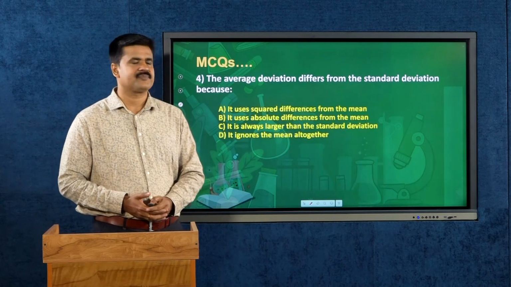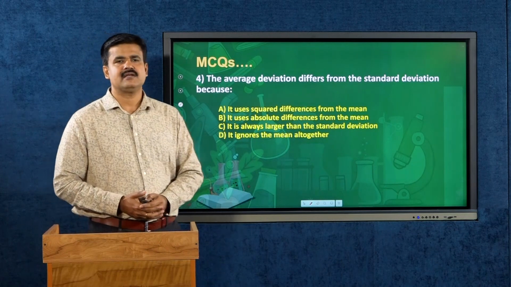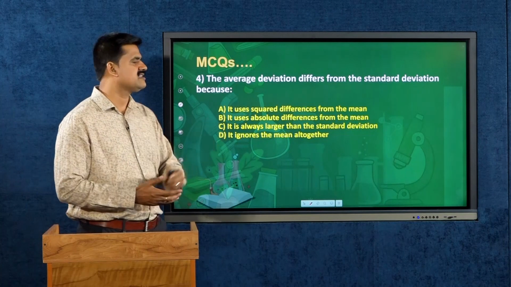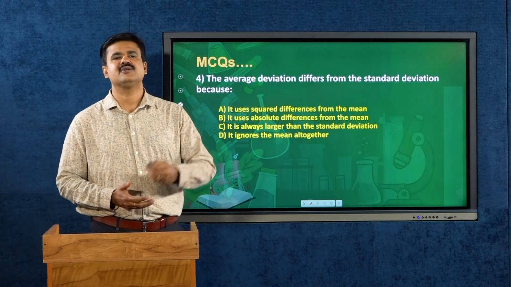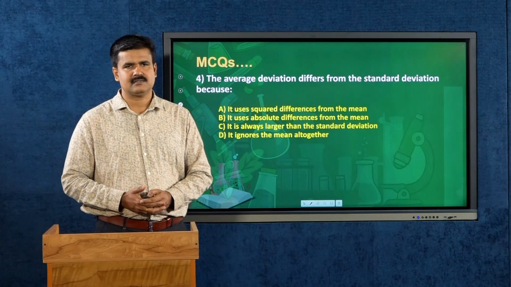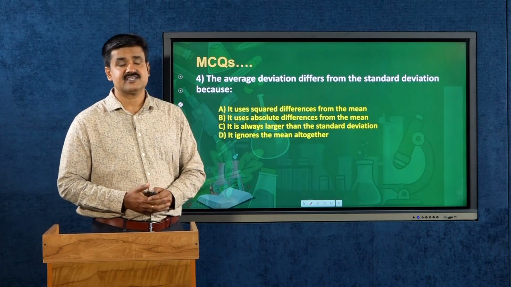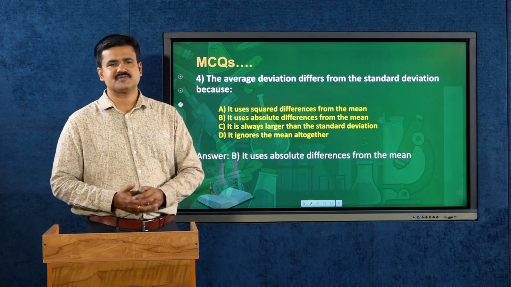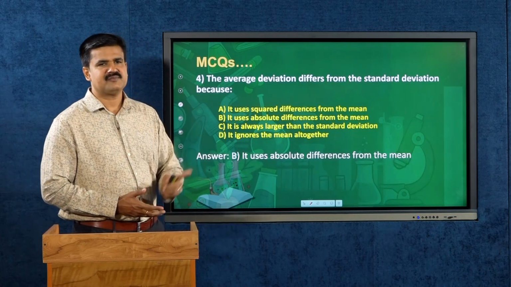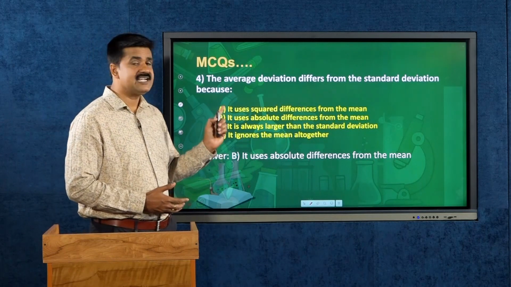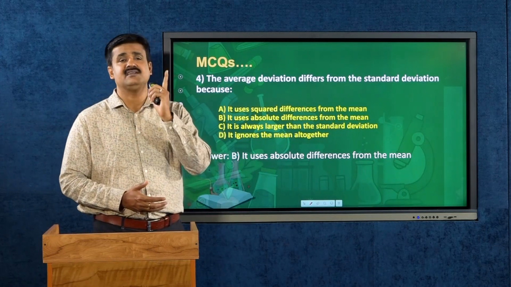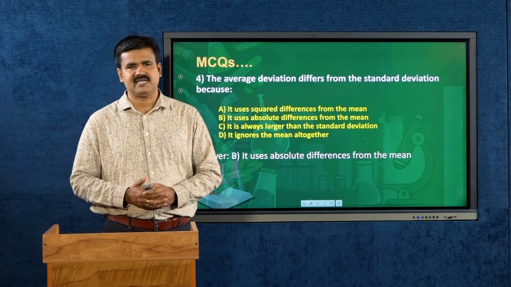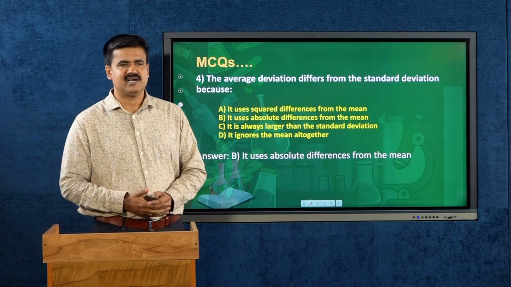Another problem: the average deviation differs from the standard deviation because. These are the options. It uses difference from the mean. It uses absolute difference from the mean. It is always larger than the standard deviation. It ignores the mean altogether. This problem is about average deviation and how it differs from the concept of standard deviation. The answer is option B. The average deviation uses absolute difference from the mean. That is, option B is your answer.